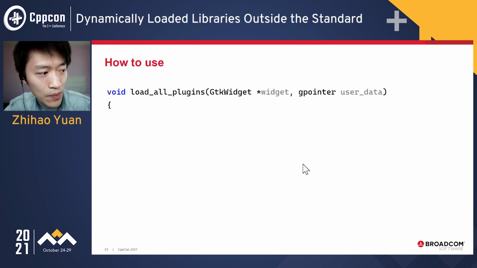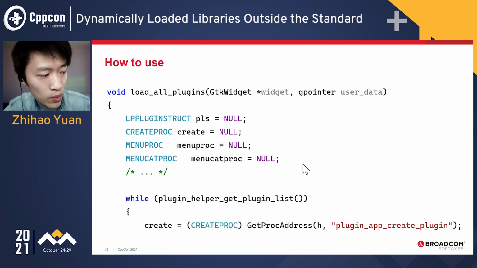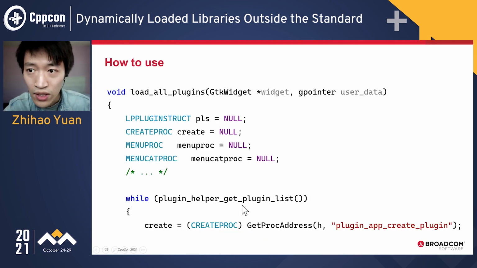We need to load all the libraries from the file system. So we have a function called load all plugins. We declare local variables for all these function pointers. And then in a while loop, we load the plugin, resolve all the addresses. And finally, those addresses will be assigned somewhere, maybe stored somewhere.